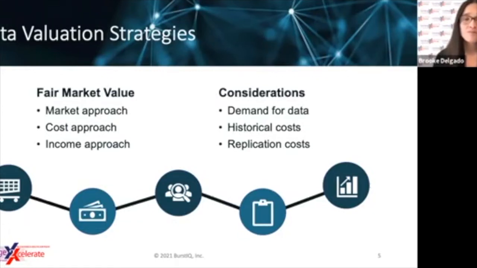Some considerations to have when you're determining your valuation is the demand for the data. If there's a high demand, there's going to be a higher price. You also want to look at historical costs. What does the historical value of the data tell you about the data in your company? The replication costs. If data is lost or needs to be replicated again in the future, you may not have to repeat some of the original costs, such as R&D and original preparation costs that were incurred.